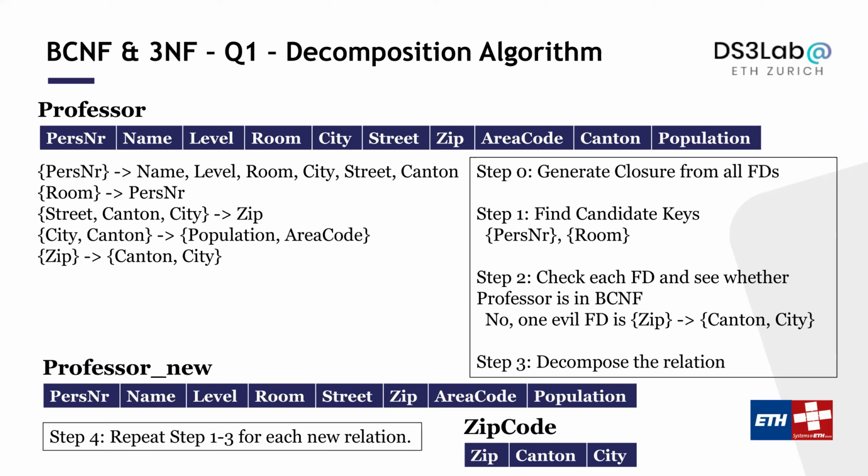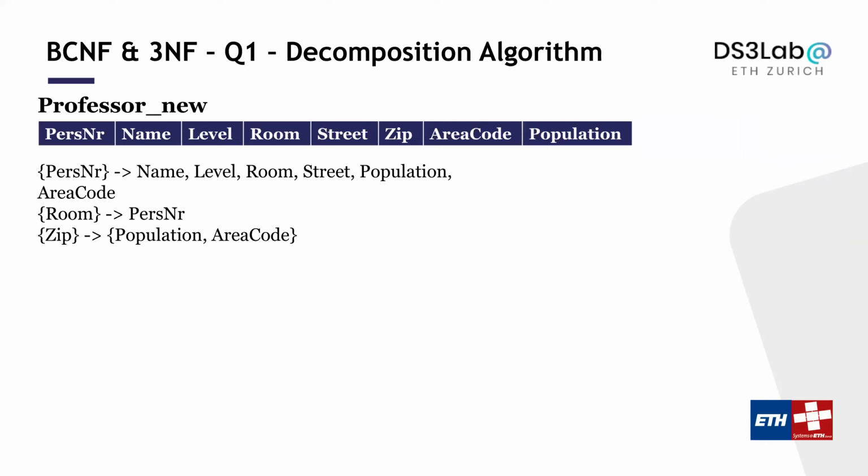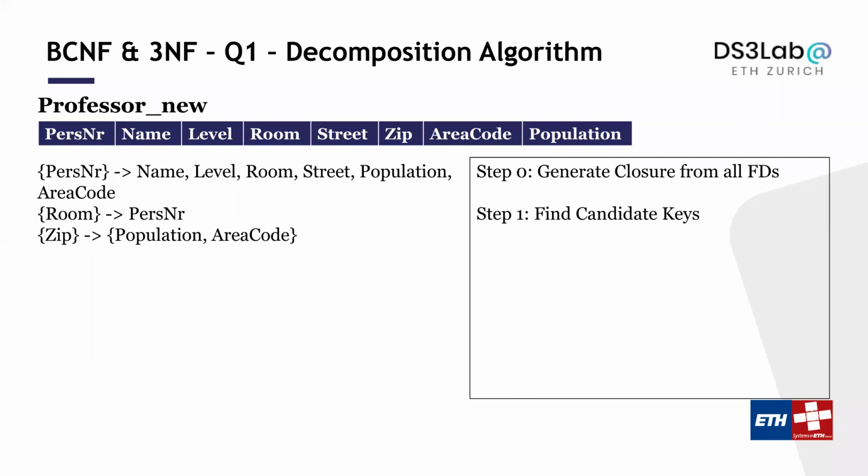And then we repeat these steps multiple times for each of the new relations. Now let's look at the Professor New relation. Is this relation in BCNF? Let's try to find the candidate key. Here again, the candidate key is the personnel number and room.